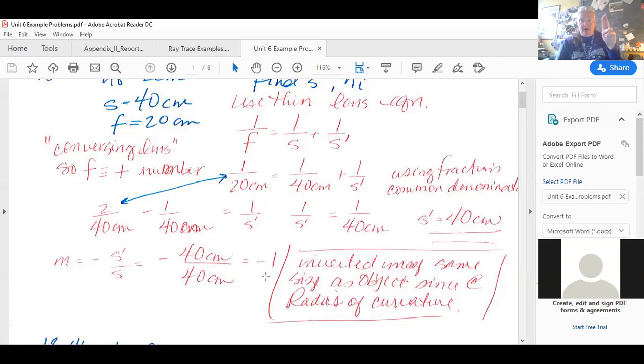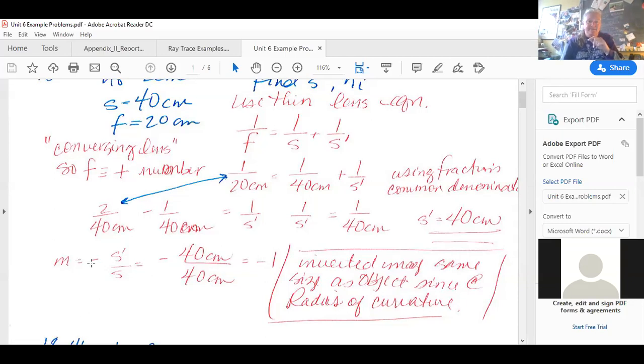Then once you're through that positive and negative, you ignore it and you look at this number. If this is a number less than 1, it's a reduced image. If it's a number greater than 1, it's an enlarged image. And if it's 1, it's exactly the same size. So the magnification is 1. So if you put something at the radius of curvature, you get exactly the same size image, exactly the same distance away from the lens on the other side. That's only if it's at the radius of curvature, though. So don't think that's the way it always works.